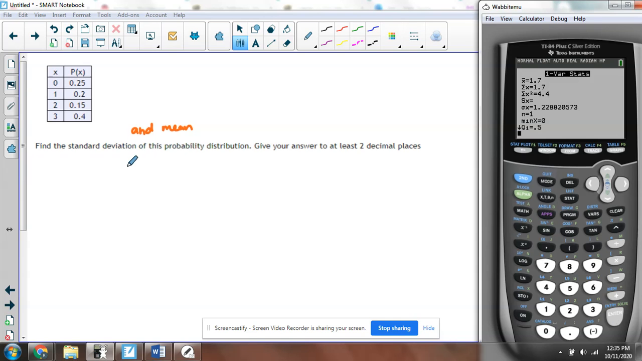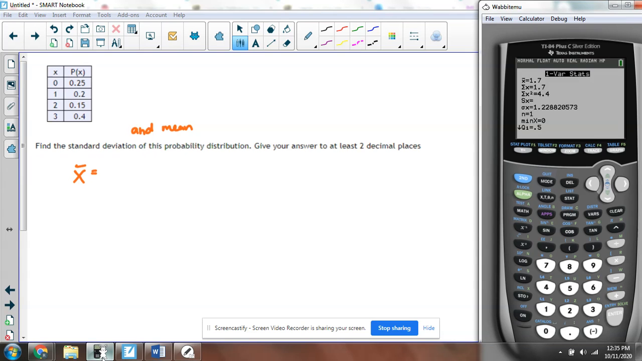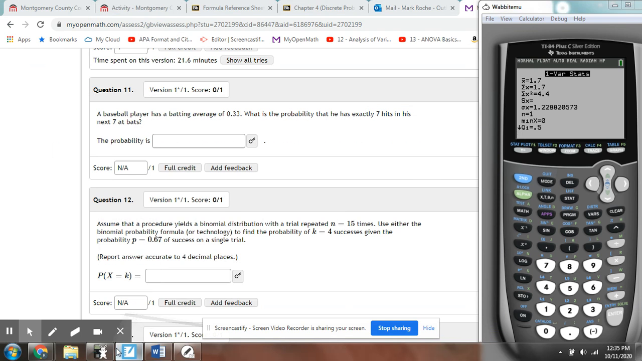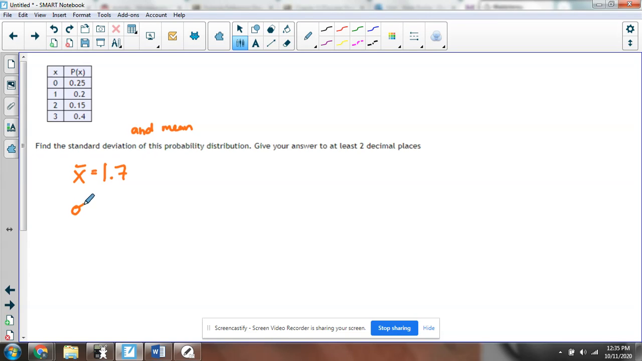You'll get this readout. And so if I want to know the mean of this data, or x bar, that's going to be my first output. That's going to be 1.7. And then when it wants the standard deviation, that's going to be this value right here, the sigma of x. So if we say at least 2 decimal places, we'll make that 1.23. So this is going to be sigma 1.23. And there's your mean and standard deviation of this distribution.